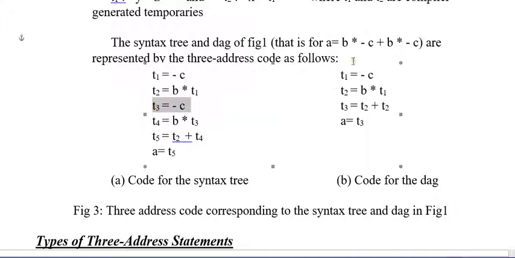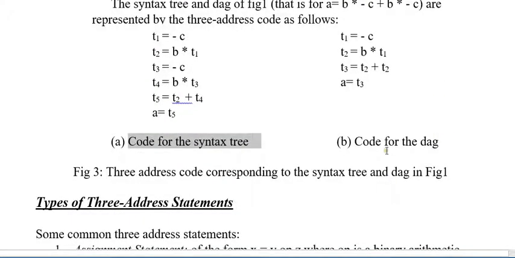Then what will happen? The T4 position will be B into minus C, and the minus C is denoted as T3, so T4 equals B into T3. Now we have two positions, T1 and T4, which need to be added and saved in the T5 position. Then T5 is equal to the position A, so A equals T5. So this is the syntax tree of code for this given example.